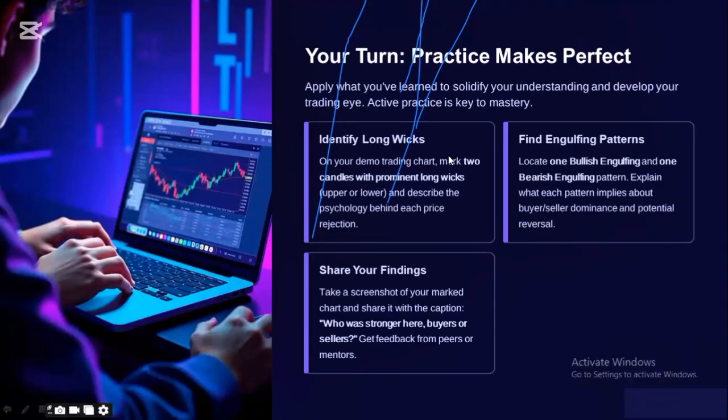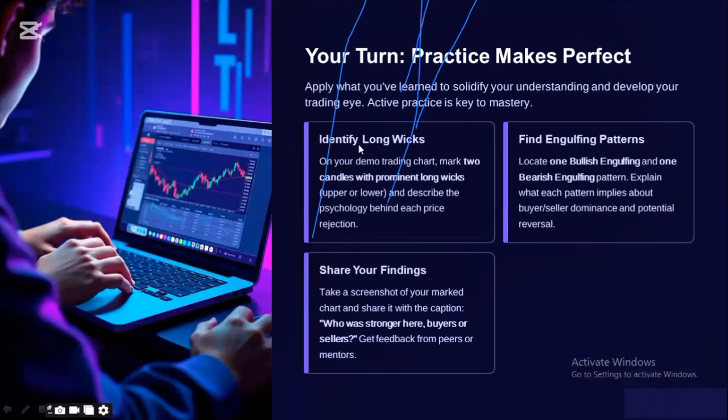So your assignment: apply what you've learned to solidify your understanding and develop your trading eyes. Active practice is the key to mastery. So you will actually need to practice. In the next 7 minutes, our class will be ending.